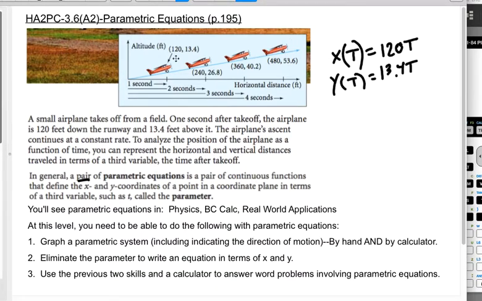So at this level, let's talk about where we'll see them. You're going to see parametric equations certainly in physics. You'll see it in BC Calc, so you actually won't see it with me in AB Calc next year. You'll see it the following year in BC Calc, which in college is frequently Calc 2. And you're going to see it in real-world applications, or if you go into any field that involves the way stuff moves, whether it's ballistics. Ballistics is the study of projectiles, essentially.